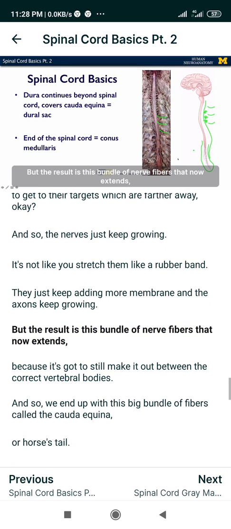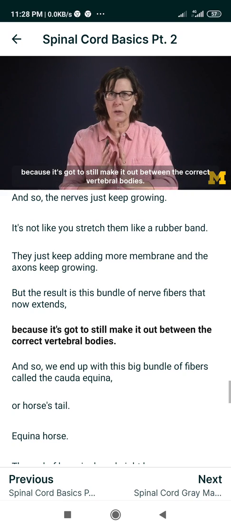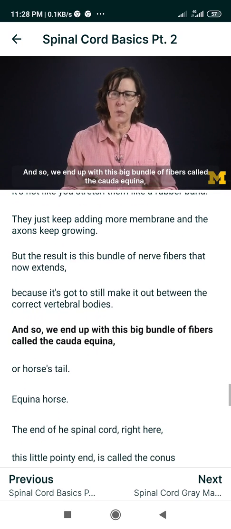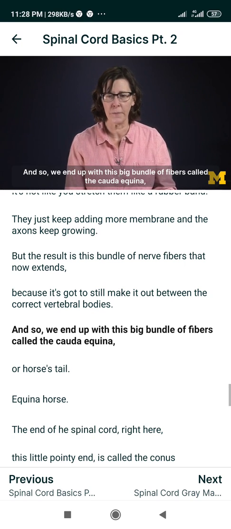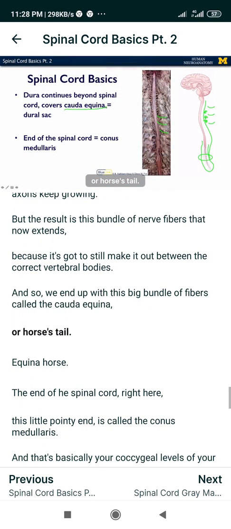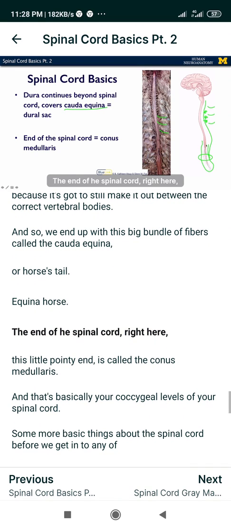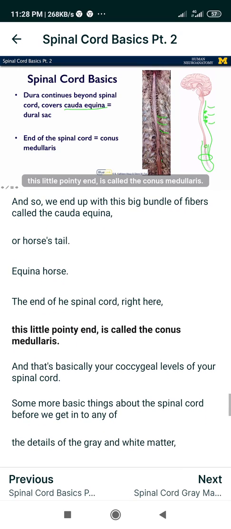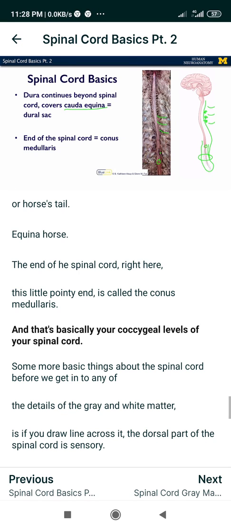But the result is a bundle of nerve fibers that now extends, because it still has to make it out between the correct vertebral bodies. And so we end up with this big bundle of fibers called the cauda equina, or horse's tail. Equina, horse. The end of the spinal cord, right here, this little pointy end, is called the conus medullaris. And that's basically your coccygeal levels of your spinal cord.